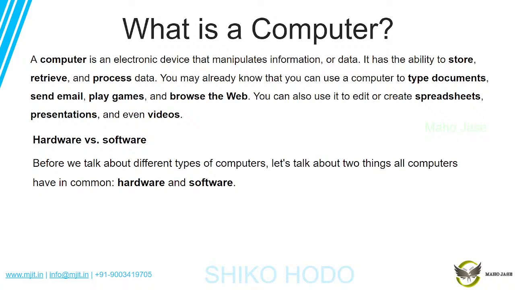A computer is a combination of hardware and software. What is hardware? Hardware is an electronic device that manipulates and also has the ability to store, retrieve, and process data, and it's also used to type documents, send emails, play games, and browse.